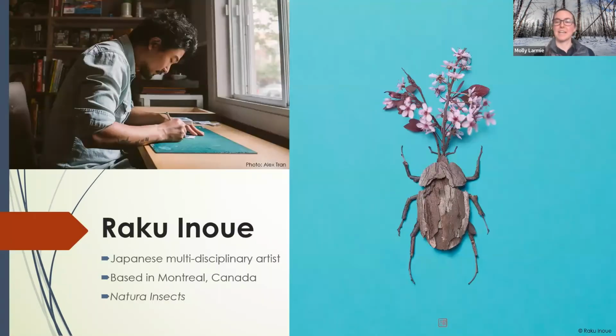The final artist I'm going to highlight today is Raku Inoue, and he's a contemporary Japanese artist who works across different mediums. And I'm going to talk about his Natura Insects series. And in this series, he uses natural materials to create sculptures of insects.